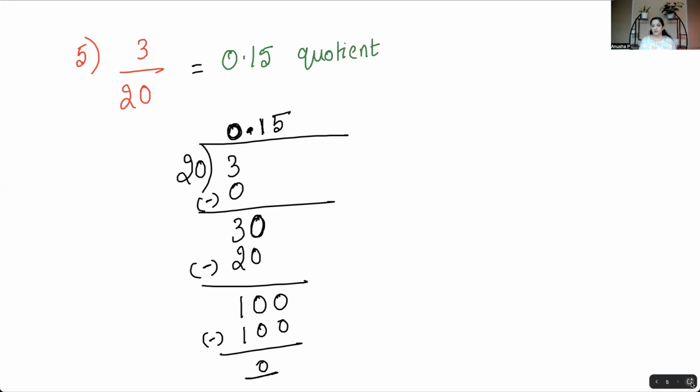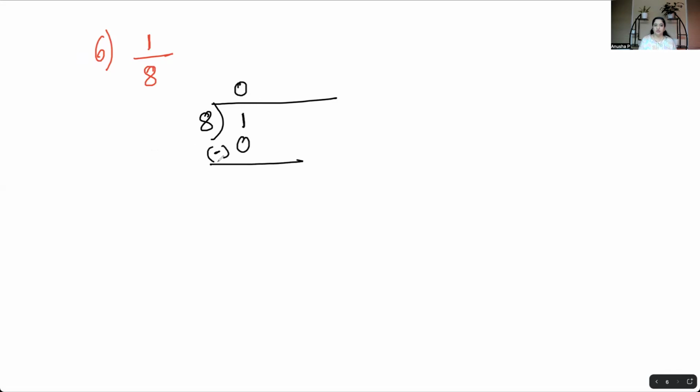And let me explain one more example. It is 1 over 8. 1 divided by 8. Again, 8 should be outside and 1 is inside. We will not get 1 in the 8 table, and 1 is smaller when compared to 8. So we go with 8 times 0 is 0. So 1 minus 0 is 1. And we keep the decimal point here and 0 here. So 8 times 1 is 8. So 10 minus 8 is 2. Because of the decimal point over here, you bring 0 down.